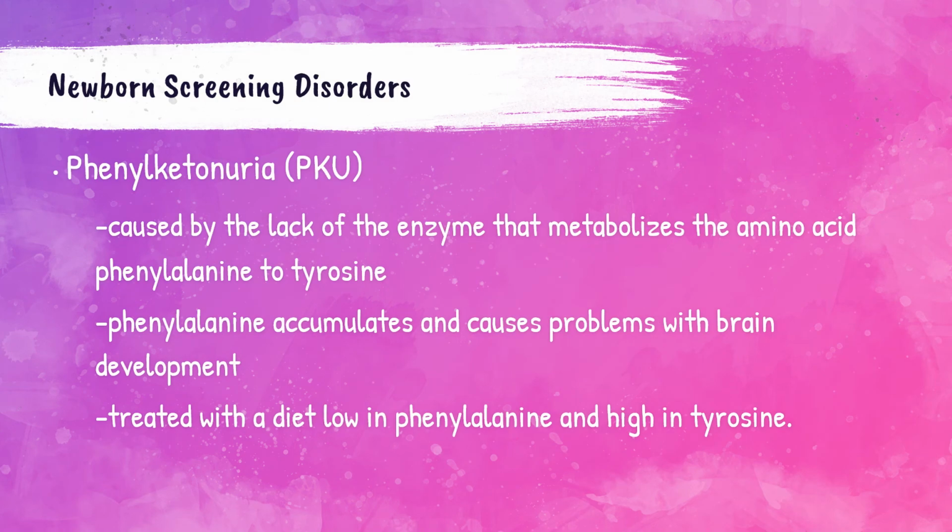One of the disorders that a newborn screen looks for is phenylketonuria, or PKU, and this is caused by the lack of an enzyme that metabolizes or breaks down the amino acid phenylalanine. The phenylalanine, because it is not being broken down, will accumulate and cause problems with brain development, which results in physical, mental, and social skills delays. Early detection is crucial because the damage is not reversible from PKU, but the disease can be treated with a low phenylalanine and high tyrosine diet.